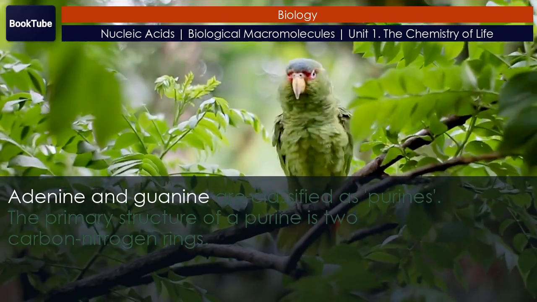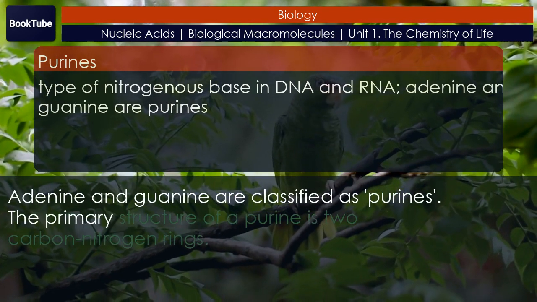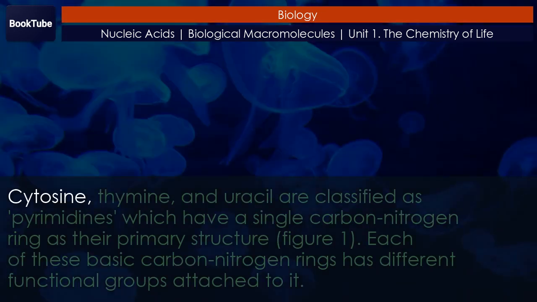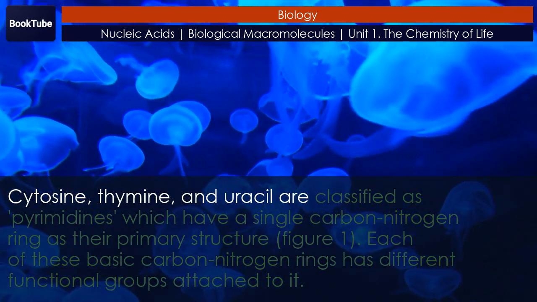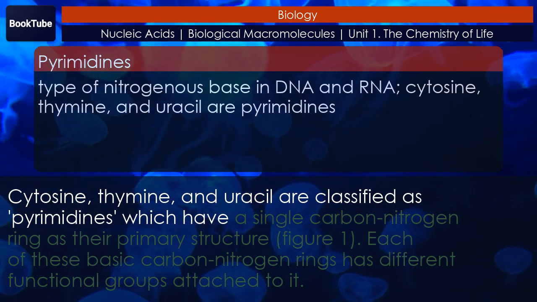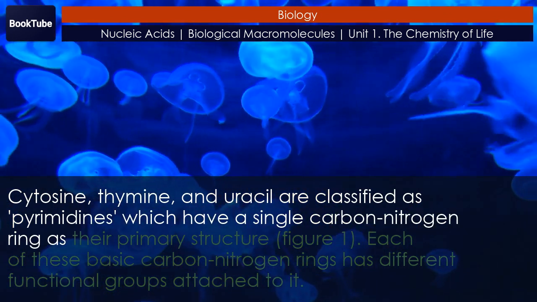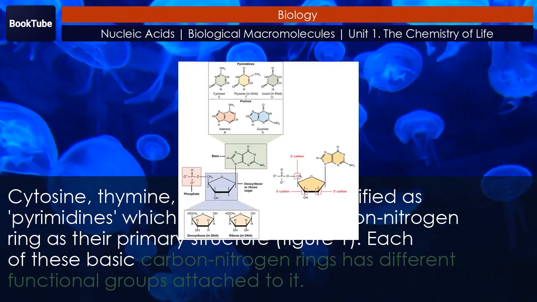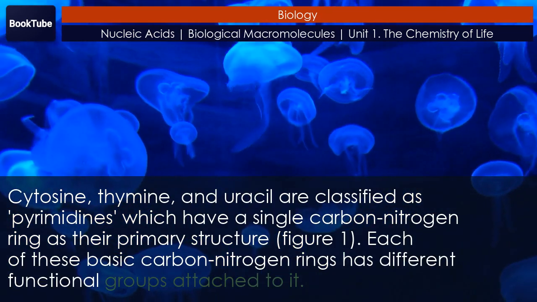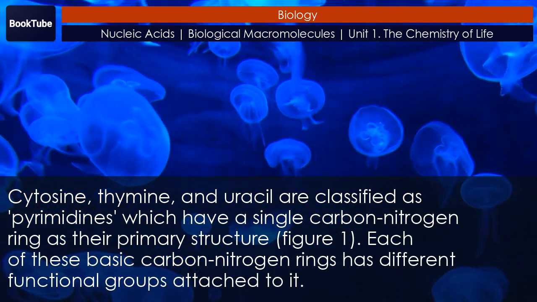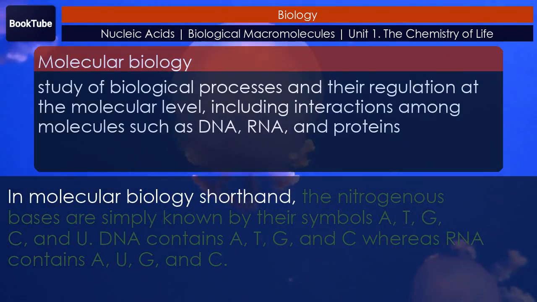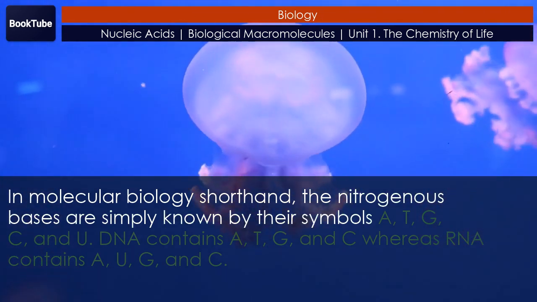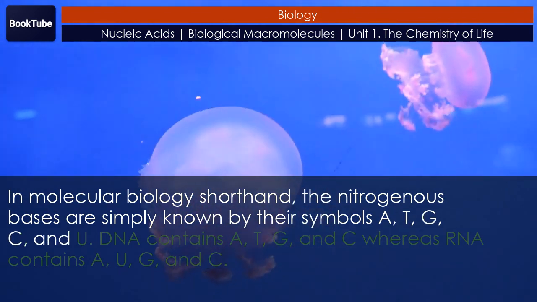Adenine and guanine are classified as purines. The primary structure of a purine is 2 carbon-nitrogen rings. Cytosine, thymine, and uracil are classified as pyrimidines, which have a single carbon-nitrogen ring as their primary structure. Figure 1. Each of these basic carbon-nitrogen rings has different functional groups attached to it. In molecular biology shorthand, the nitrogenous bases are simply known by their symbols A, T, G, C, and U.